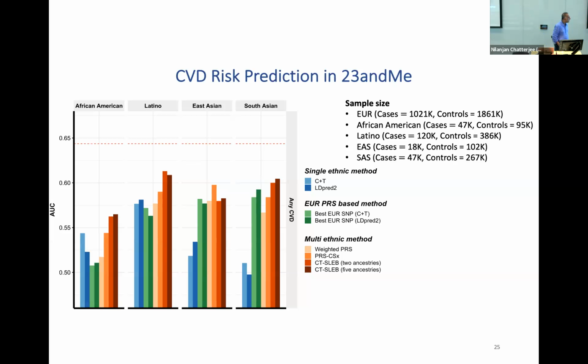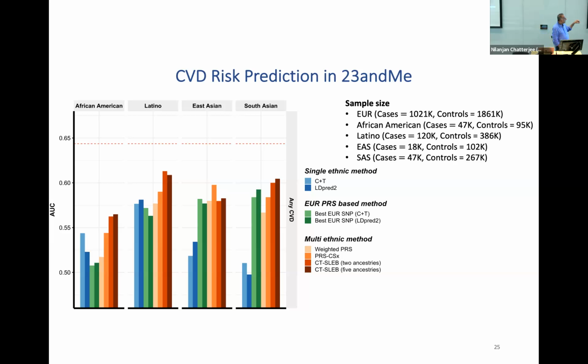And if you look at the different methods, the blue ones are what I call the single ethnic method, which is basically you say, okay, in this data set, if I want to predict CVD in the African population, they already have a pretty large data set, almost 50,000 cases and 50,000 controls. What would happen if I take one of the standard algorithms like clumping and thresholding or LDpred2, and develop it only using that data? Don't forget about the European data.